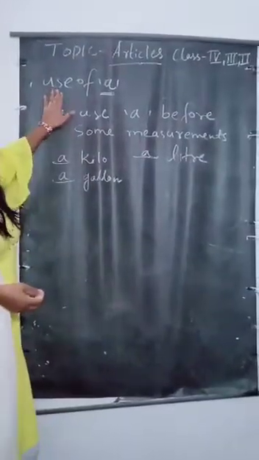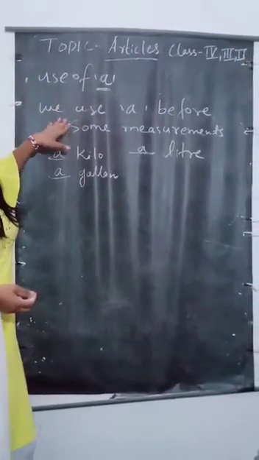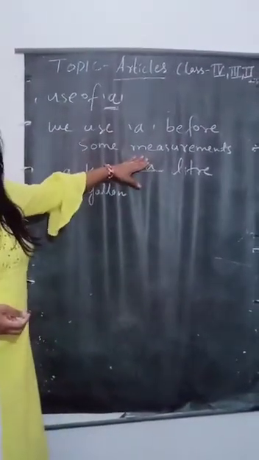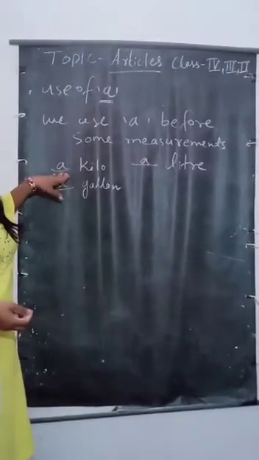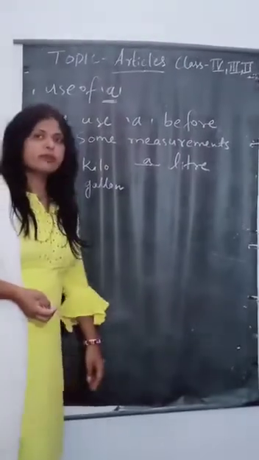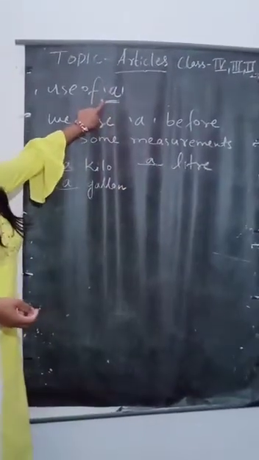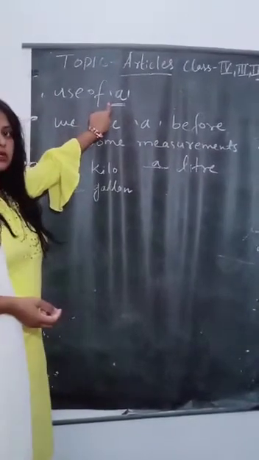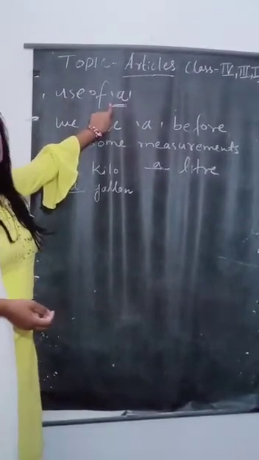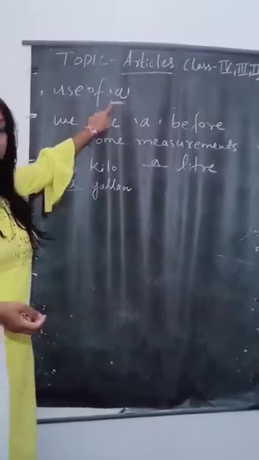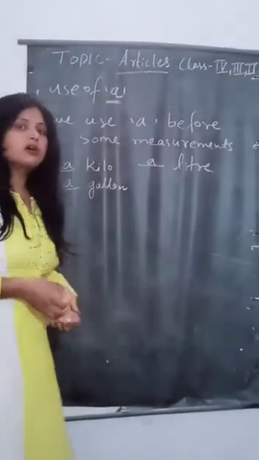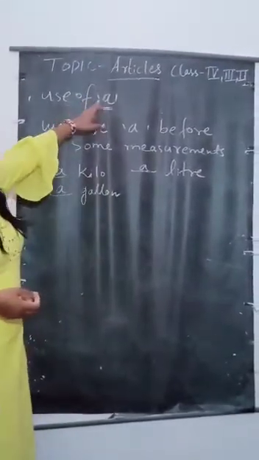Then here is another use of A. We use A before some measurements, like a kilo, a gallon, a liter. So I hope you will remember that article A is used before a consonant. There are 21 consonants, so before these consonants we use article A. To begin with a consonant sound, we add article A.